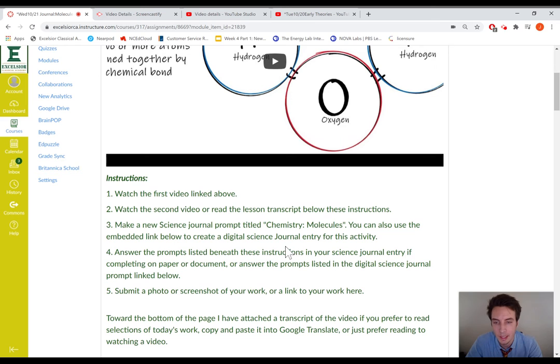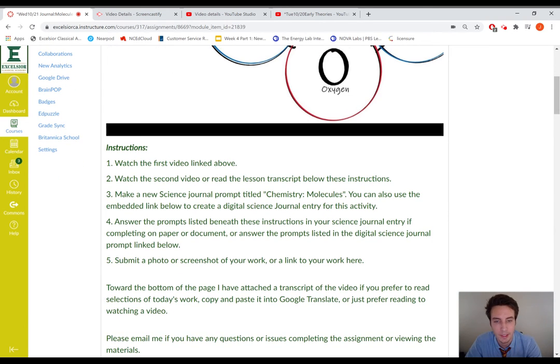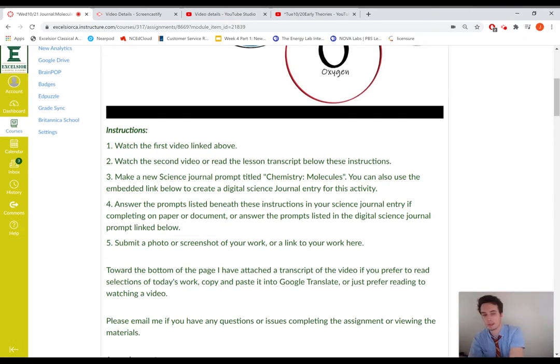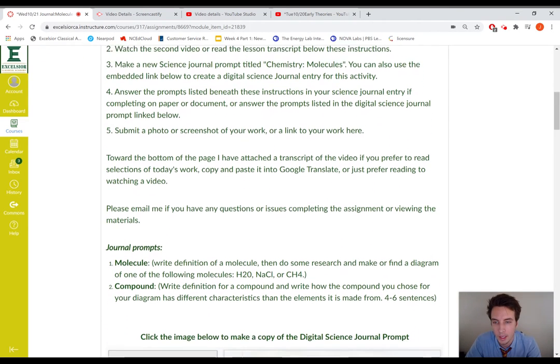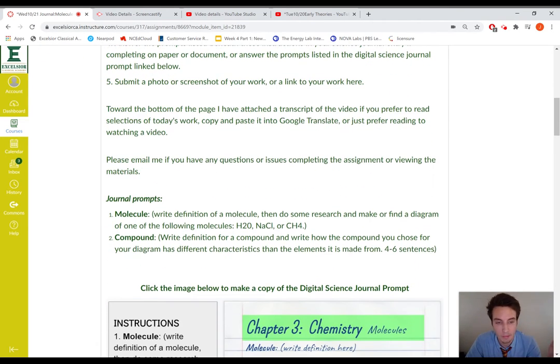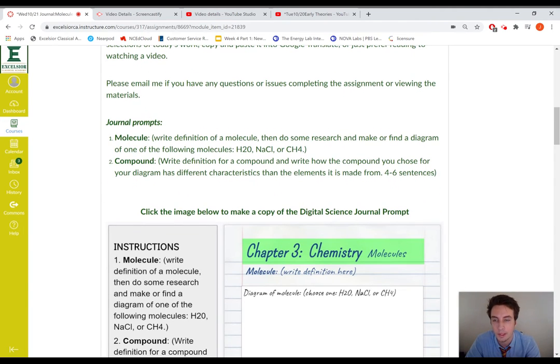And then I want you to make a Science Journal prompt called Chemistry Molecules. You can use the link below. There's an image to make a Science Journal prompt for this as well. If you prefer, you can do it on paper too, and just write your information based on this. Then I want you to submit a photo of your work. And here, this should seem pretty familiar since we've done journal prompts a bit this quarter and last quarter.